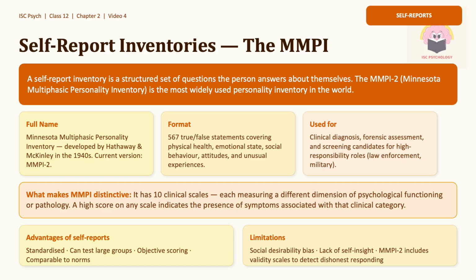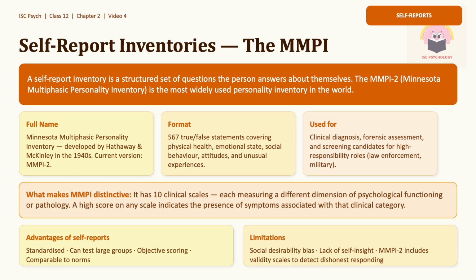So there are some advantages of the self-report inventories. They are quite standardized, so everyone gets the same questions under the same conditions. They can be administered to large groups simultaneously. They can be scored objectively and compared against established norms. And they are also quite efficient and cost-effective.